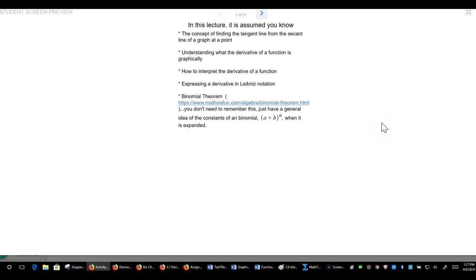Hello, and welcome to the next chapter, section 3.1. In this section, we're going to be learning rules of finding derivatives, or shortcut rules, so that we don't have to go through the limit of the difference quotient every time we want to find the derivative.